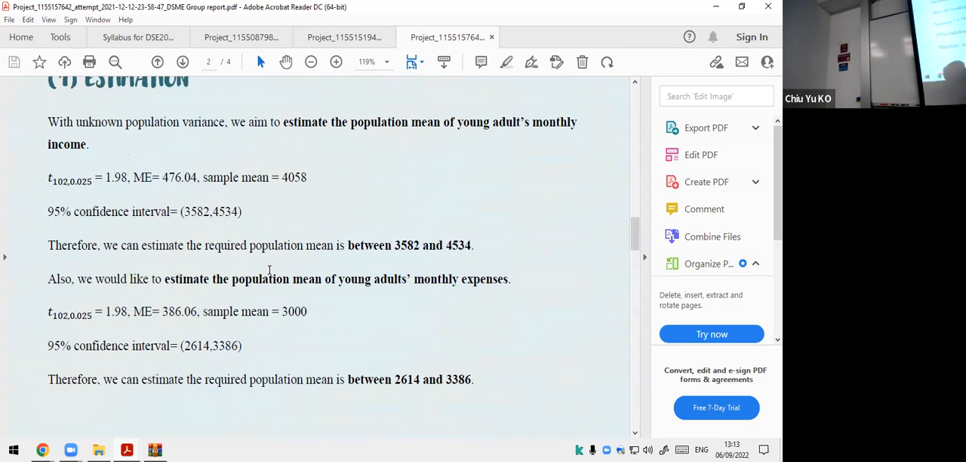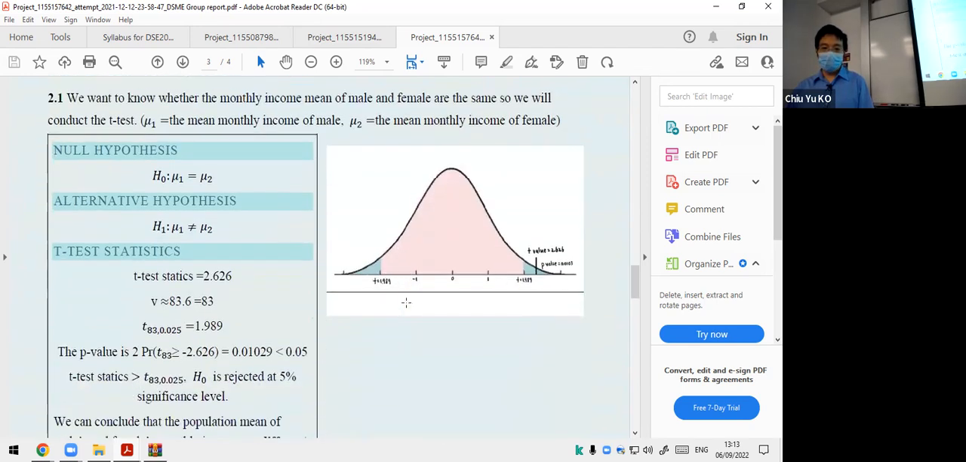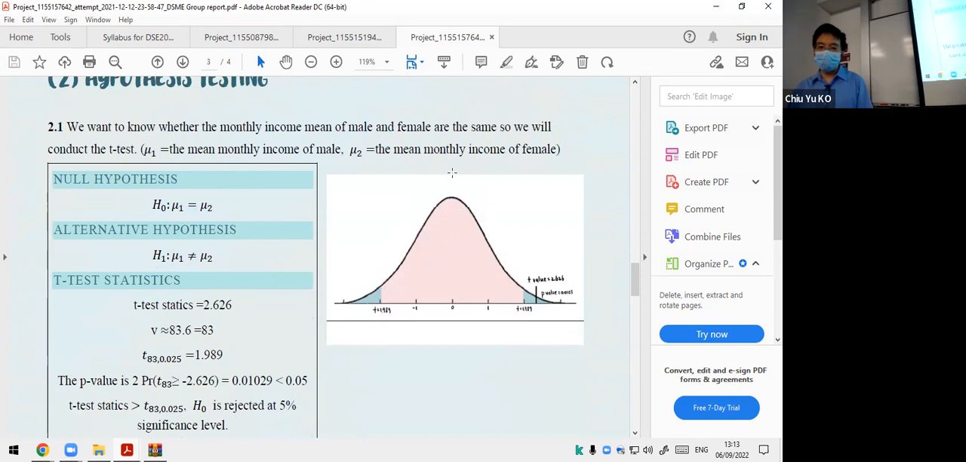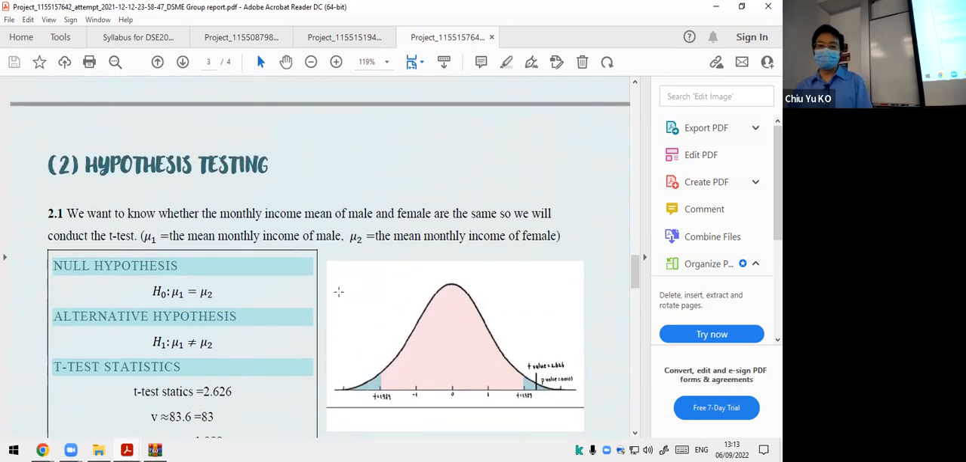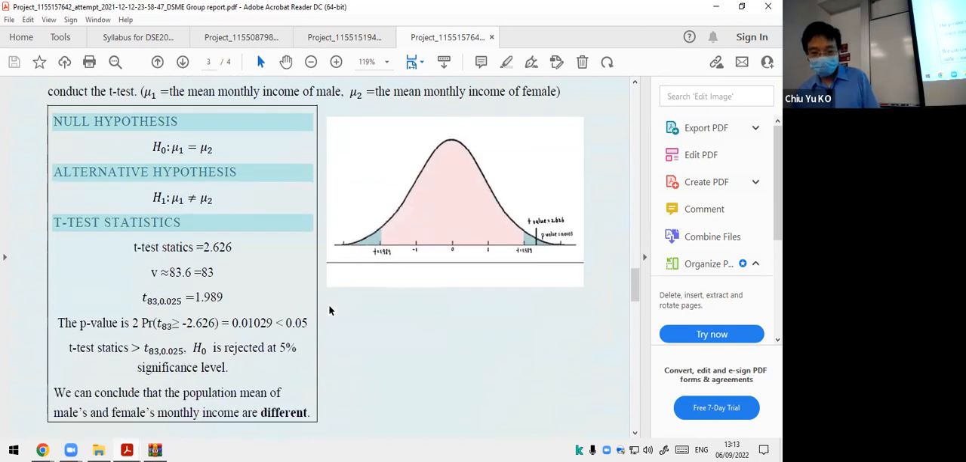In general, expense is 2,000 to 3,000. Oh, it's good. At least people don't spend more than what they earn in general. And they want to check whether male or female are the same or not. What is your guess before we go to the answer? Those who think male, raise your hand. Those who think girl, raise your hand. You think the same? Okay, that's good. So let's see what the answer is here.